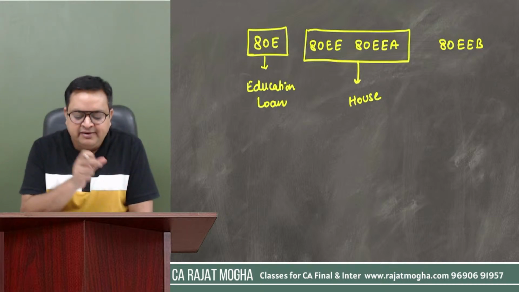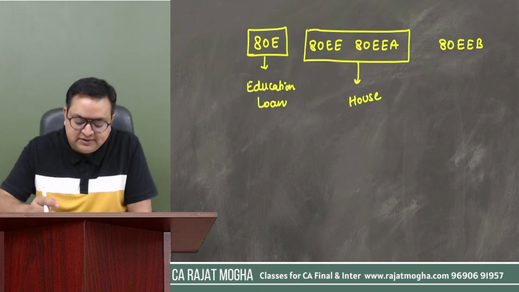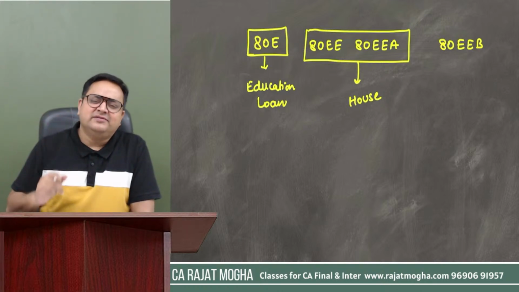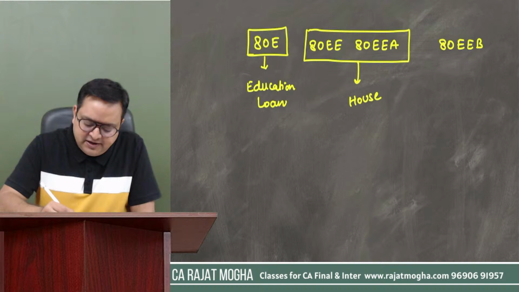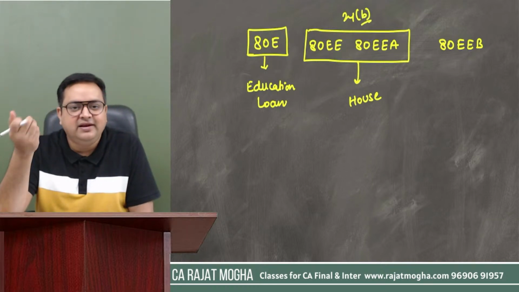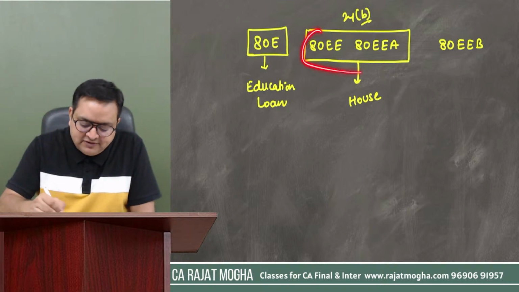When will 80EE apply? When will 80EEA apply? We will see that. If the person is making a payment for his residential house, for a residential house we have another deduction in 24B. Whenever we compute our house property income, we can claim deduction under 24B. Guys, I tell you, this is over and above 24B.